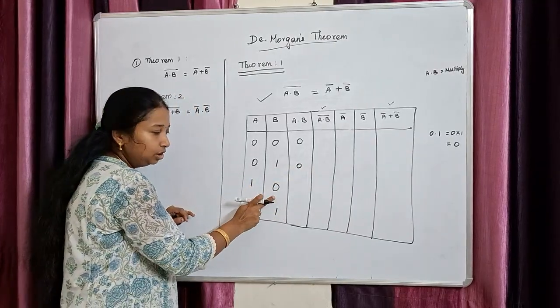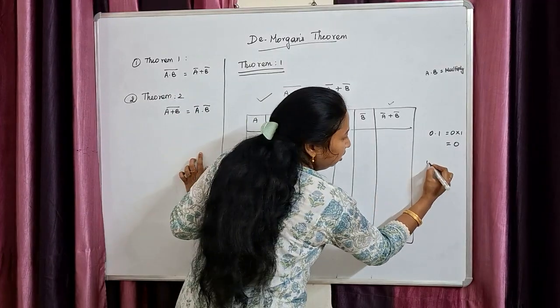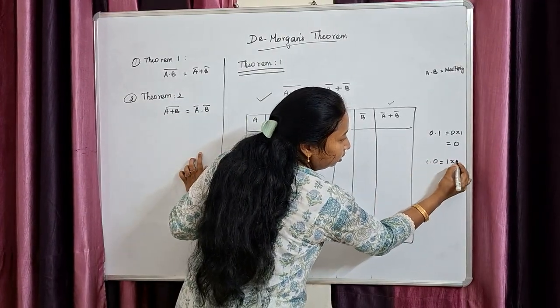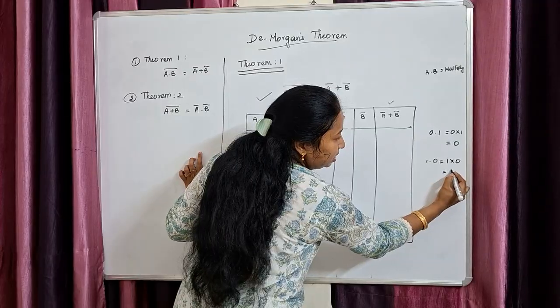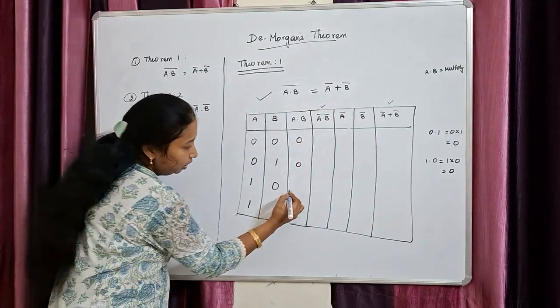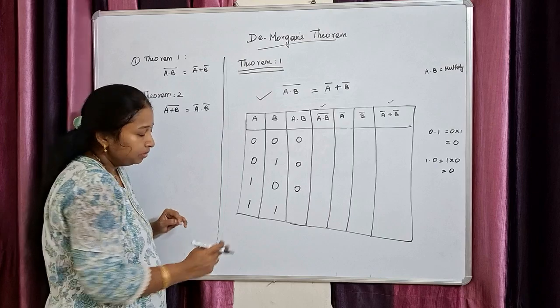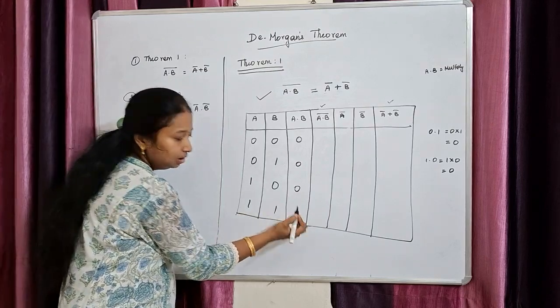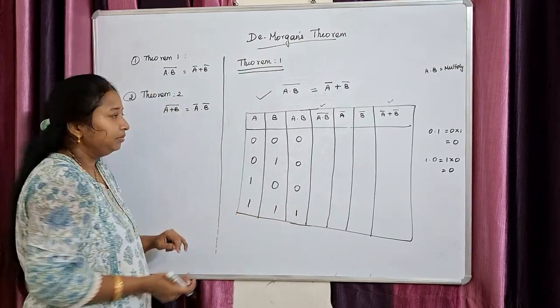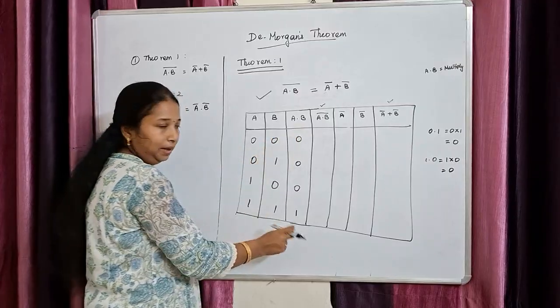Here again 1 into 0. This is nothing but 1 into 0. Again, anything multiplied by 0 is 0. So again for this term it will be 0. 1 into 1 is 1. Clear? Now I found A dot B here.